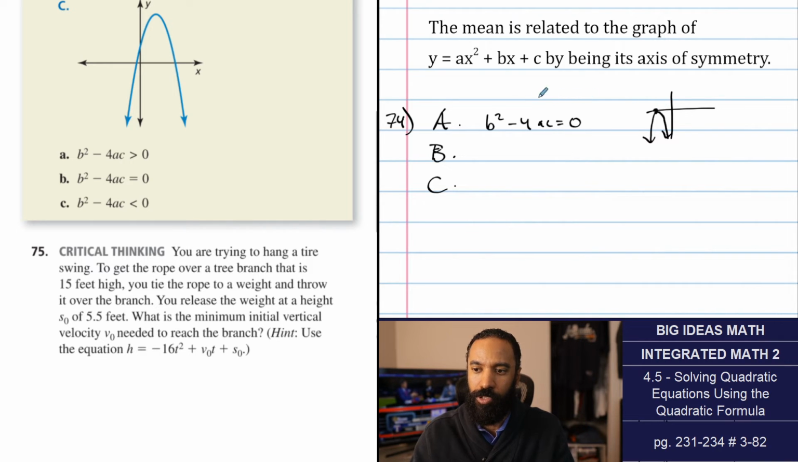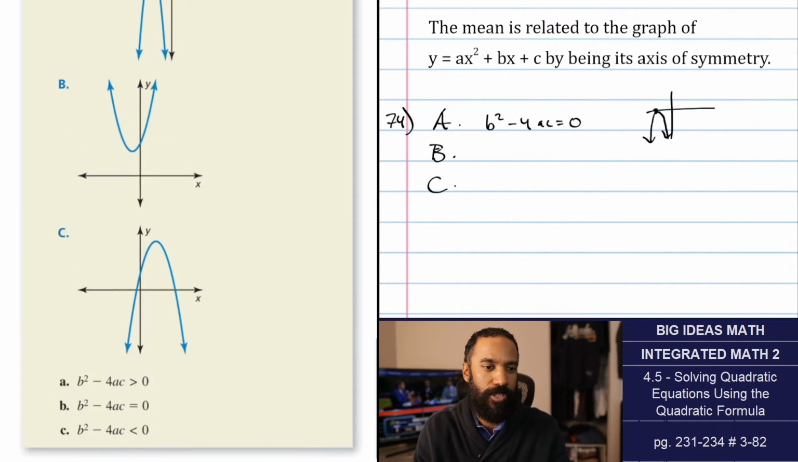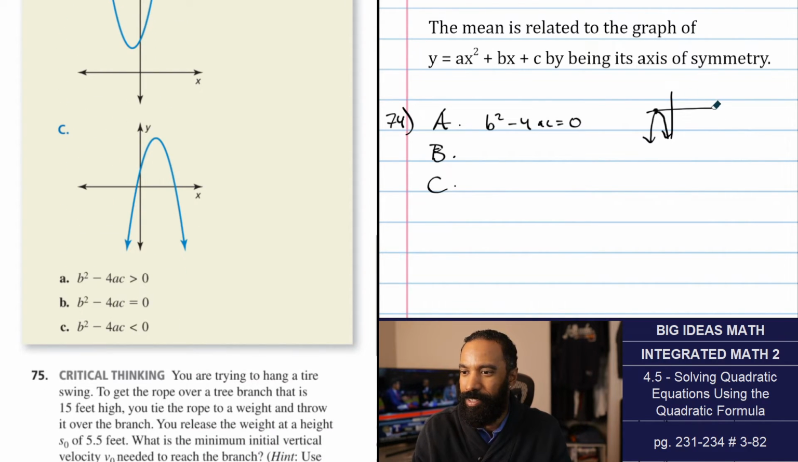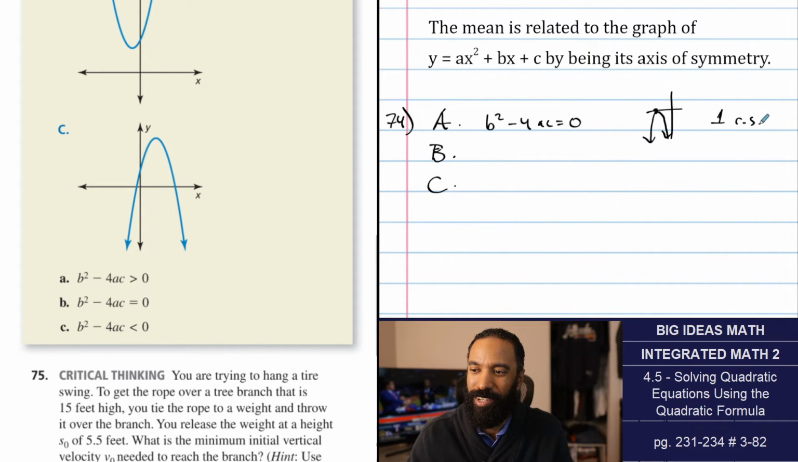Explain your reasoning. One real solution. Did I actually say explain your reasoning? I feel like, yeah. Can I say it? One real solution. Discriminant is 0, one real solution.